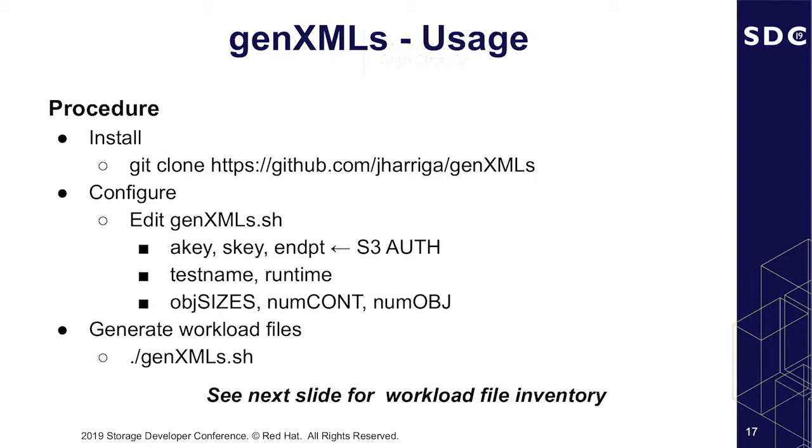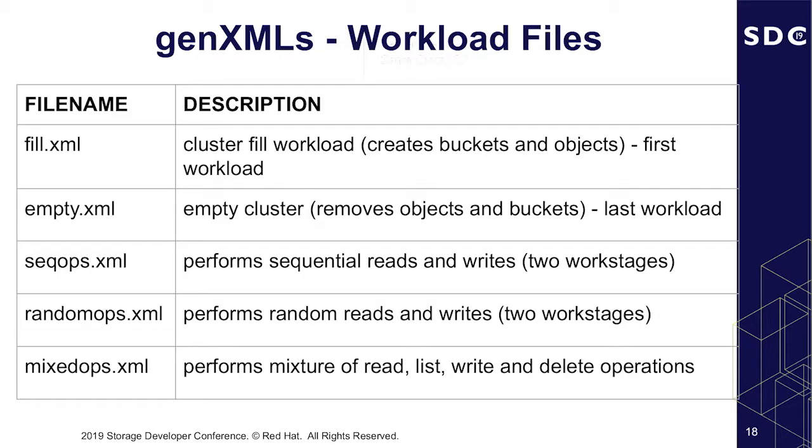So pretty straightforward usage. You edit the script. The key variables are listed here, right? The access key and the secret key and the endpoint. You give things a test name, so you have some way of identifying them afterwards, and then they're time-stamped. And then the key elements for the workload itself: the runtime, the object sizes, the number of containers, and the number of objects. And this produces the following workload files.